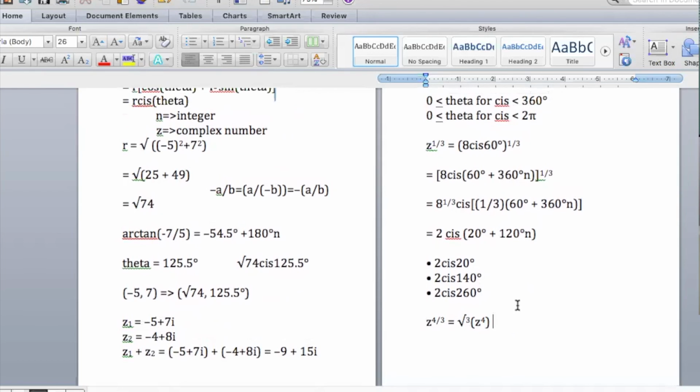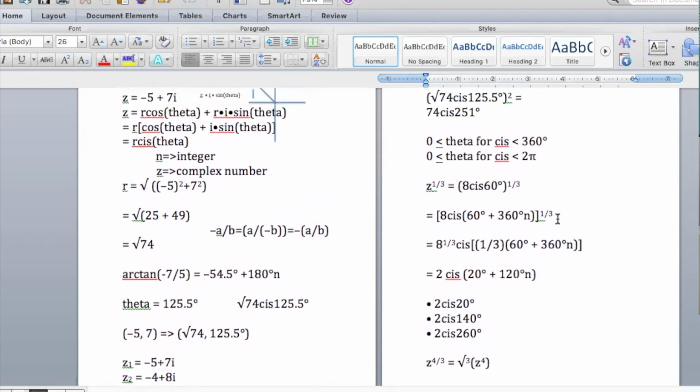So anytime you have a power that's not an integer, the denominator is the root that you're taking. And every time you take a root, in order to get the right answer, you're going to have to use 360 degrees times n.